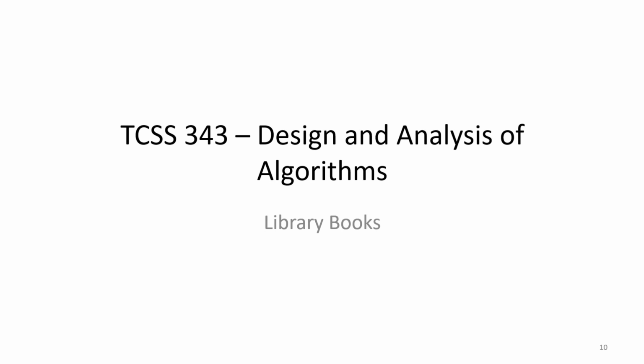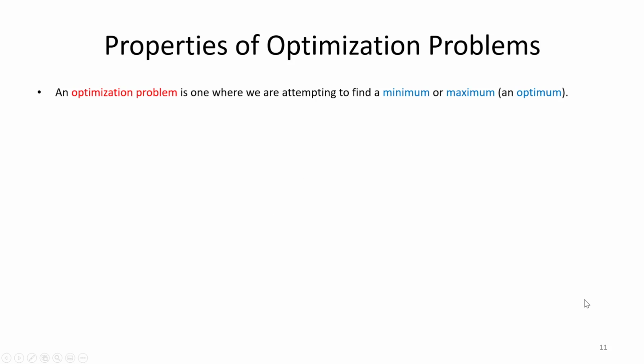Before we do that, I do just want to talk a little bit about some of the properties that optimization problems have, because these properties show up a lot in our proofs of correctness, but also our proofs of correctness in greedy algorithms are typically for optimization problems. Not always, but typically. So first of all, what is an optimization problem? Let's just refresh our memory of that.